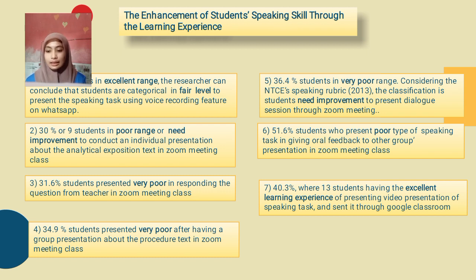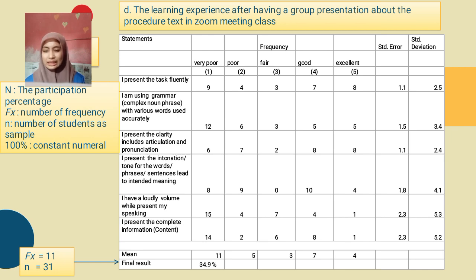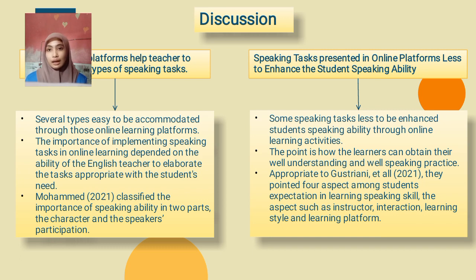Next, 30.6% of students presented very poorly in responding to questions from the teacher in Zoom meeting class. Number 4, 34.9% of students presented very poorly after having a group presentation about the procedure text in the Zoom meeting class, and so on. The next slide shows how I calculated the data using the formula from Byungin in 2006, and finally made the findings based on the quantitative data that I explained in the slide before.